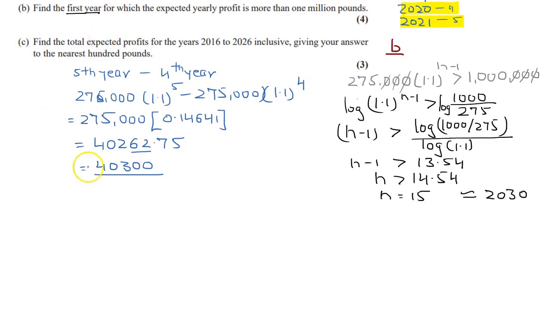Part D, part C. Find the total expected profit from year 2016 to 2026 inclusive, giving your answer to the nearest 100 pounds. So that is from 2016, 17, 18 up to 2026. How many years are there? So there are 11 years.